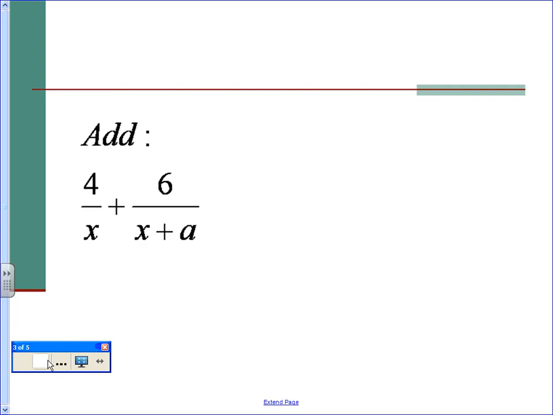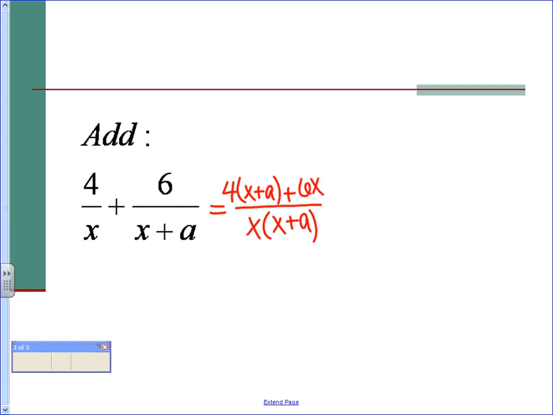All right, so let's look at an example. What does our denominator need to be? Okay. What are we going to have to multiply the 4 by? What are we going to need to multiply the 6 by? So it just becomes 6x. Does that make sense?